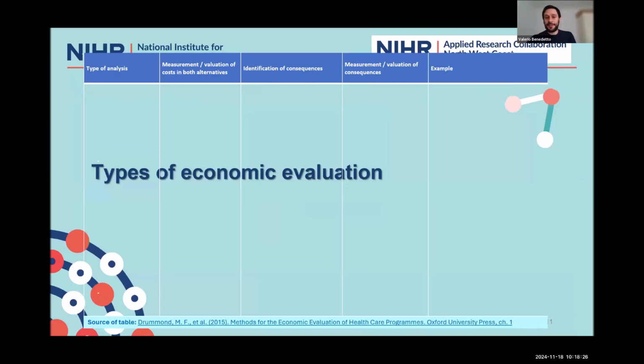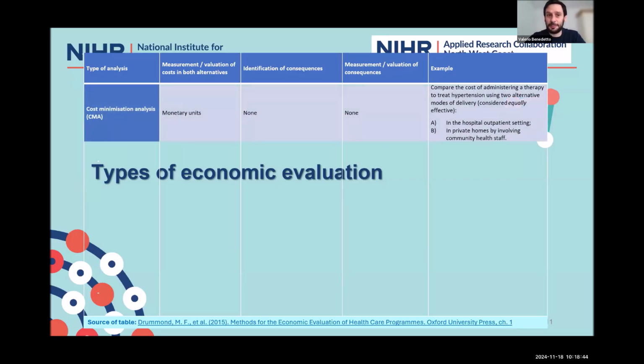So types of economic evaluation. This is a very big table where I'm going to try to describe different types of economic evaluation out there, just so you can familiarize with the terms and with the different concepts. So let's start from really the basic economic evaluation, which is the cost minimization analysis.